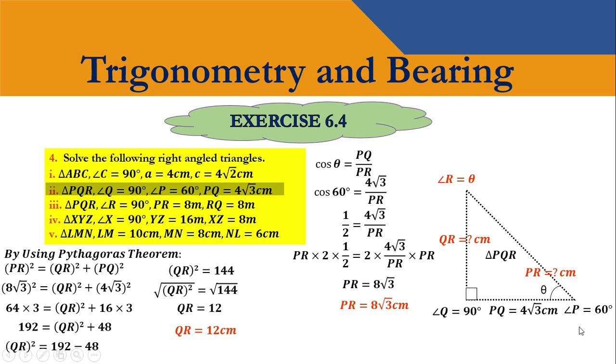Now we already have two angles of this triangle, and to calculate the third angle we will subtract these two angles from 180 degrees. So 180 degrees minus 90 degrees minus 60 degrees will give you the third angle of this triangle, which is equal to 30 degrees.